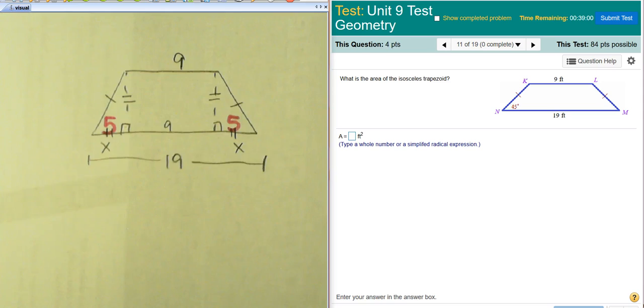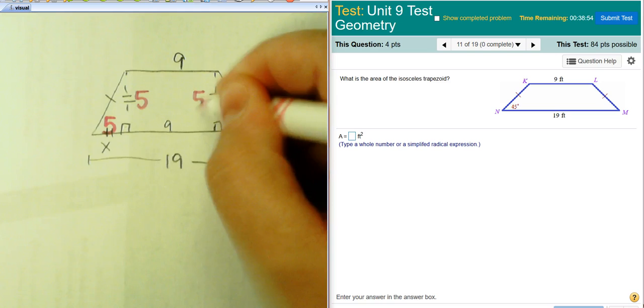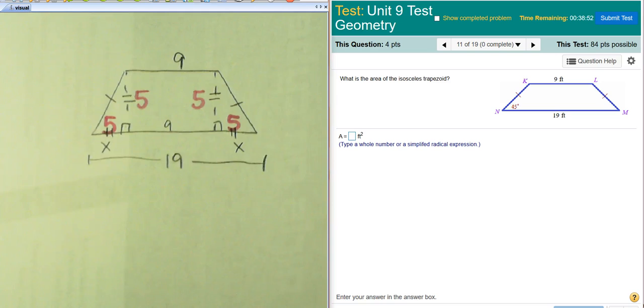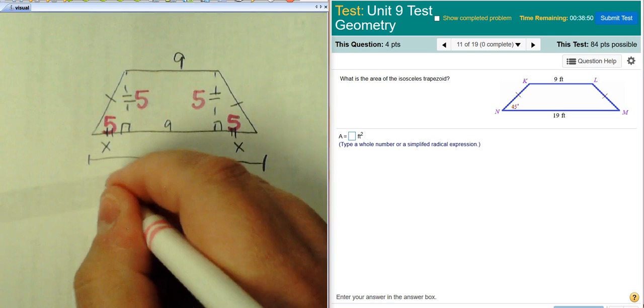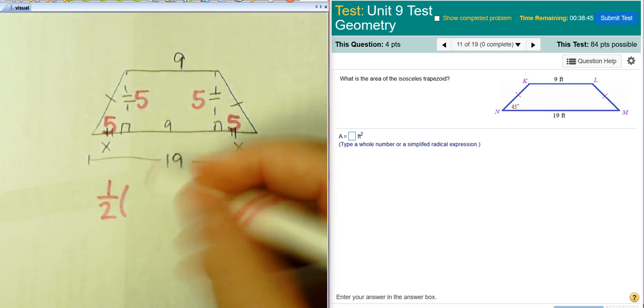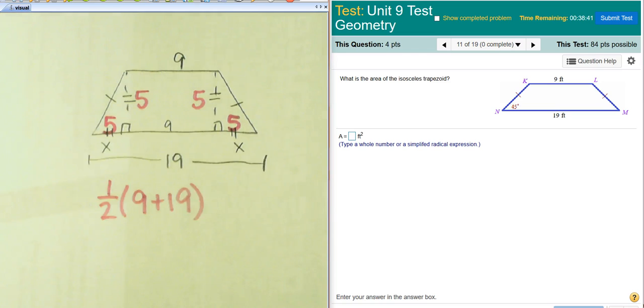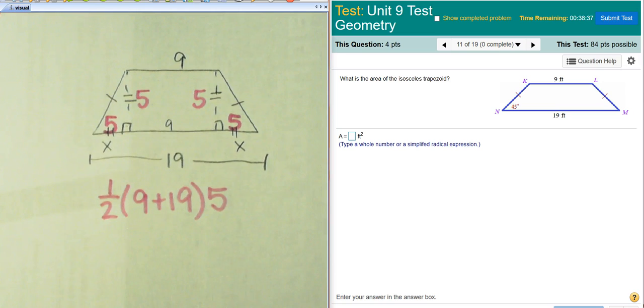Now, I know I did not do a good job drawing. It's better on the Math Excel picture. But if this is a 45, 45, 90, then the two legs there would be the same. So that's also 5. So your formula, if you're looking at the formula sheet, is 1/2 times base 1 plus base 2, so 9 plus 19, and then you multiply that by the height. That's why we needed to get that 5, because we didn't know the height.